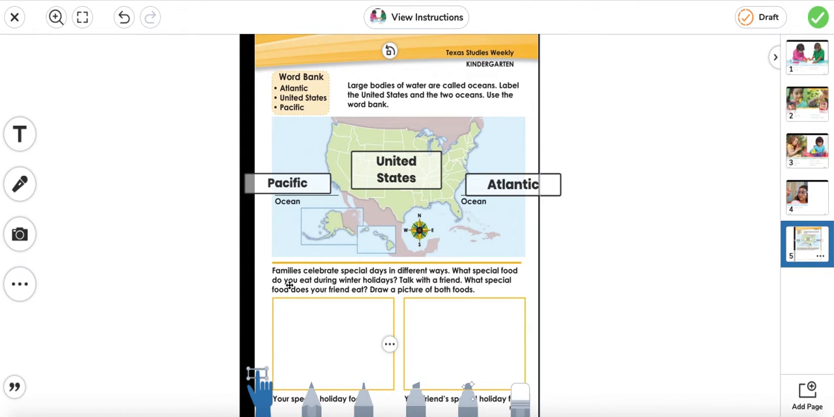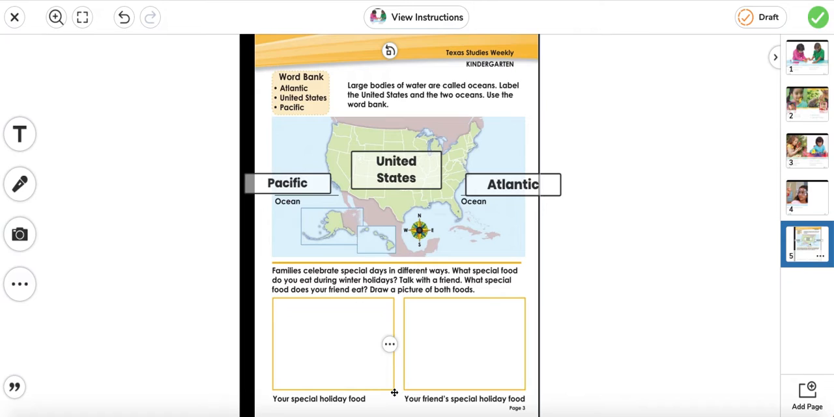Okay. Families celebrate special days in different ways. What special food do you eat during winter holidays? Talk with your friend. What special food does your friend eat? Draw a picture of both foods. So down here it says your special holiday food and your friend's special holiday food. So you can think of any holiday that you'd like.